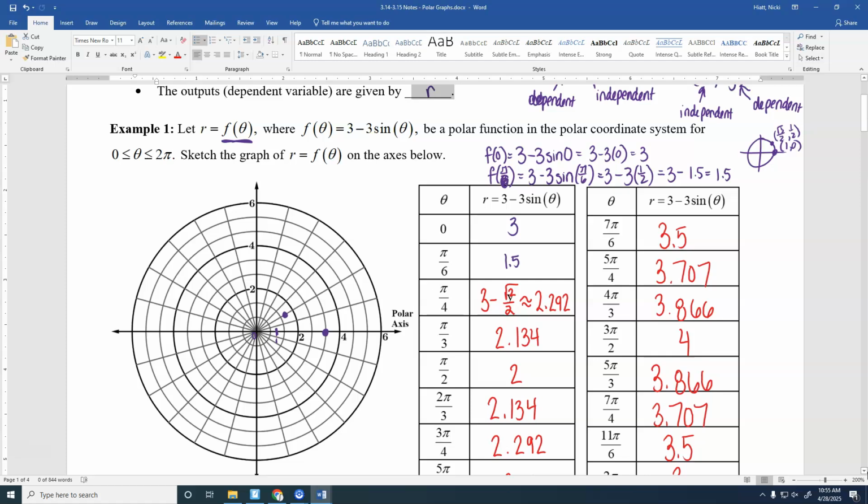So I've done the rest of these for you. I'm just doing the same thing. I'm plugging in pi over 4. I think I forgot my 3 right here. But I would have 3 minus 3 times sine of pi over 4, which is square root of 2 over 2. And so I get 2.292 for that. So at pi over 4, I'm at 2.292, so maybe about right here.